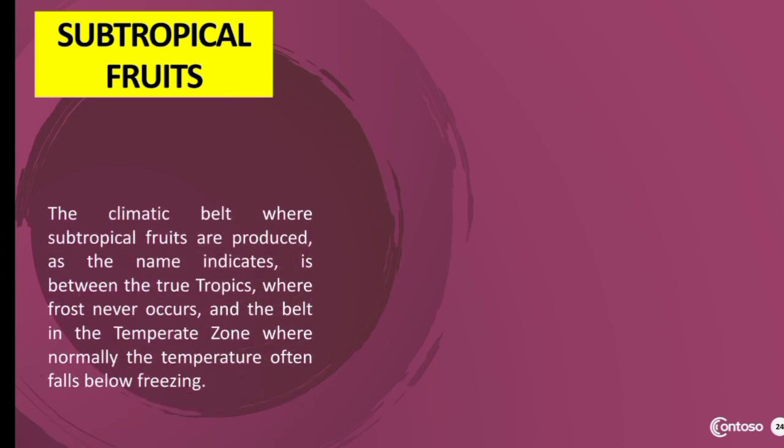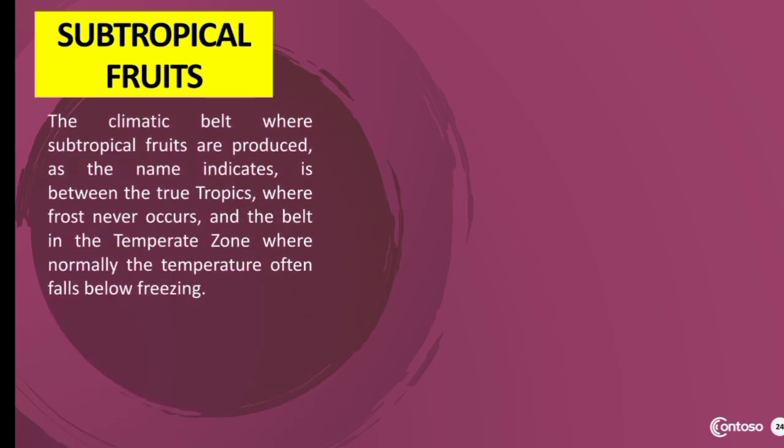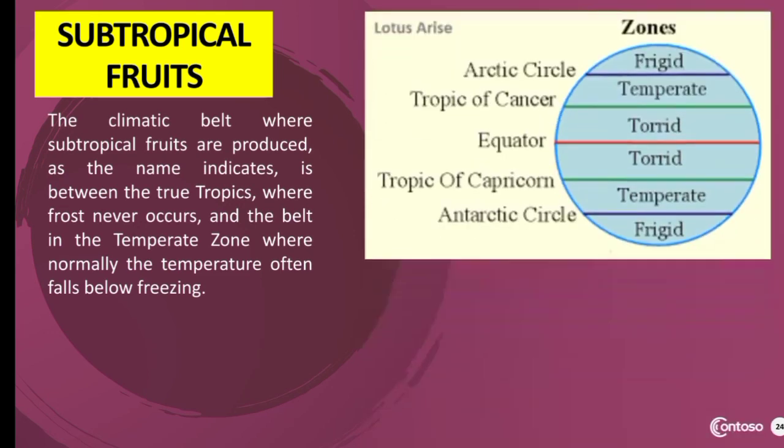For subtropical fruits, the climatic belt where subtropical fruits are produced, as the name indicates, is between the true tropics, where frost never occurs, and the belt in the temperate zone, where normally the temperature often falls below freezing. So we have here the temperature belt. We have zones: the frigid, the temperate, the torrid, the temperate, and the frigid. So that's the globe, that's the Earth.